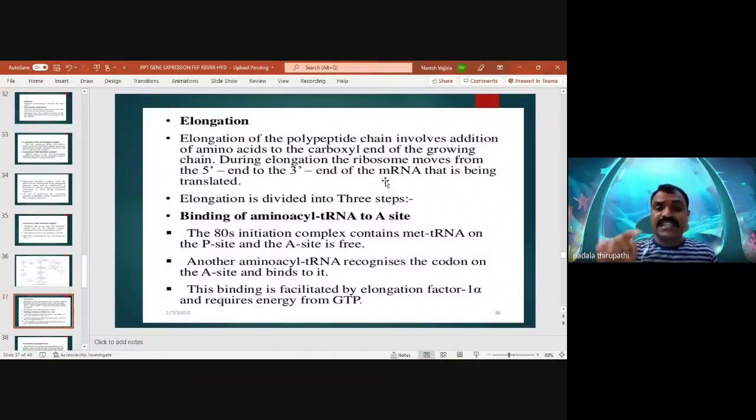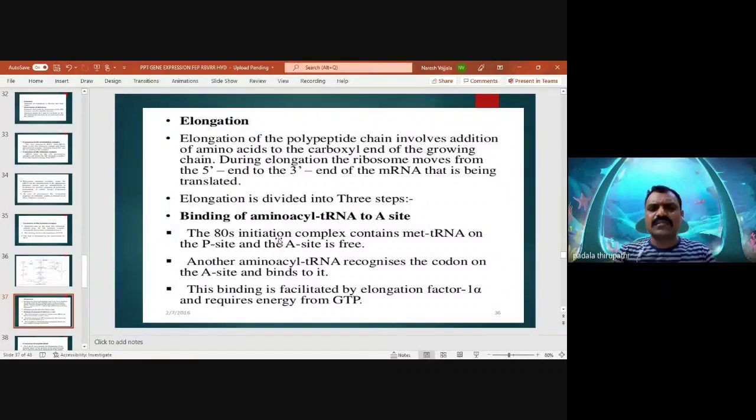So elongation is also further divided into 3 steps. Initiation we divided into 4 steps. As like that, elongation is further divided into 3 steps. The first step of elongation is binding of aminoacyl tRNA to the A site.